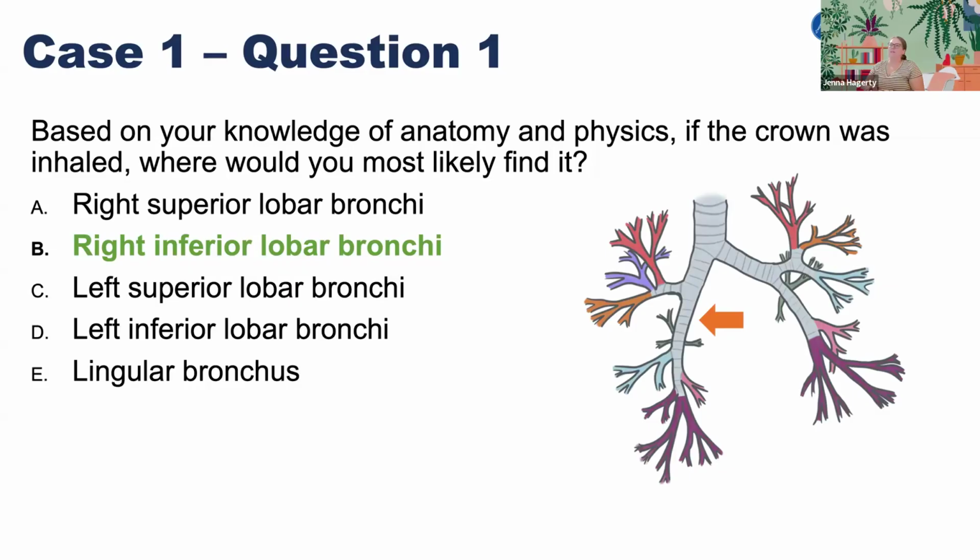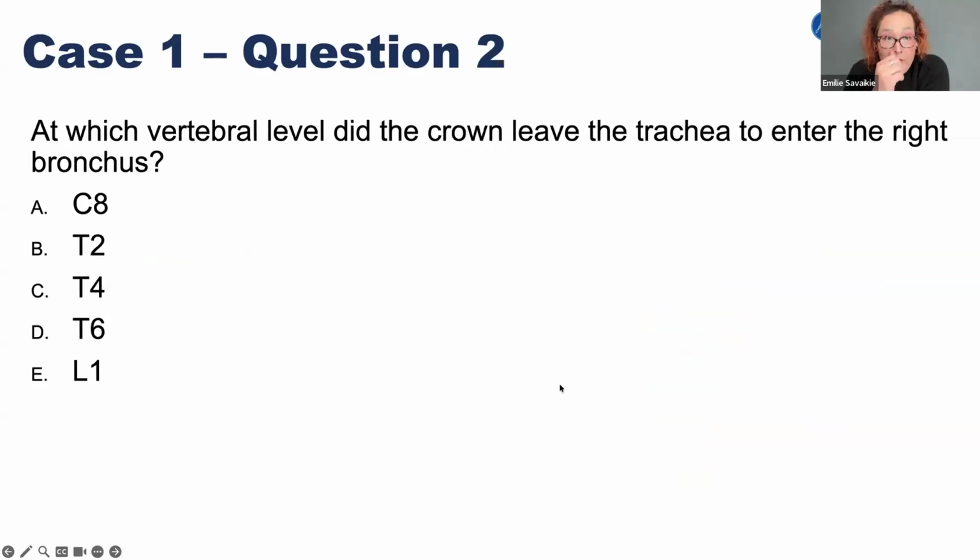Thank you, Drs. Frank and Haggerty. So yeah, the right inferior lobar bronchus. So notice that it just goes kind of a straight shot right down here, and eventually it's going to get down to a size where it can't fit. And at what vertebral level did the crown leave the trachea to enter the right bronchus? So I have to remember where that bifurcation is, which is called the carina, and think of what level that would be at.